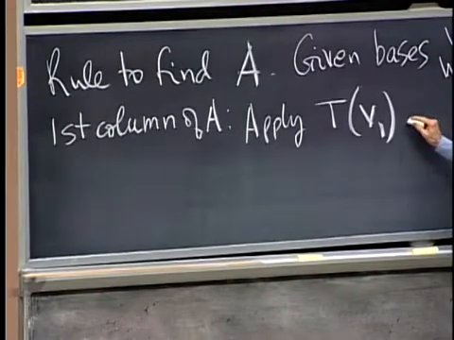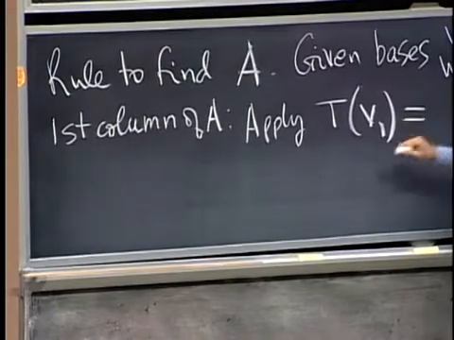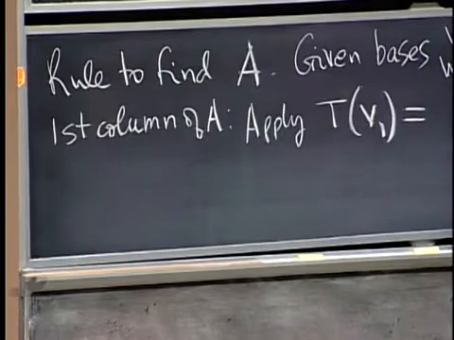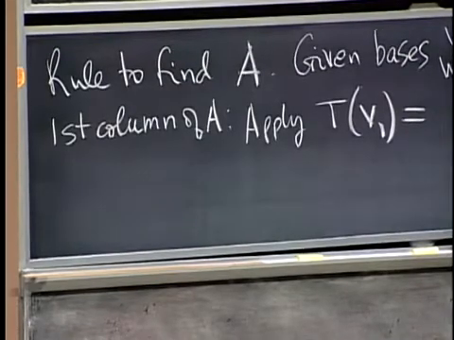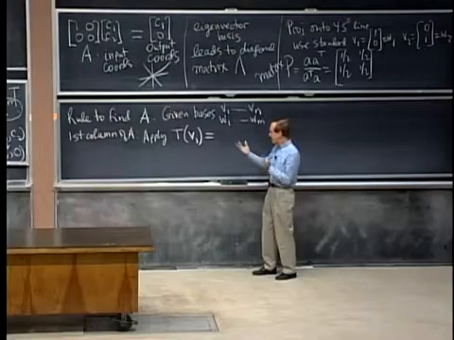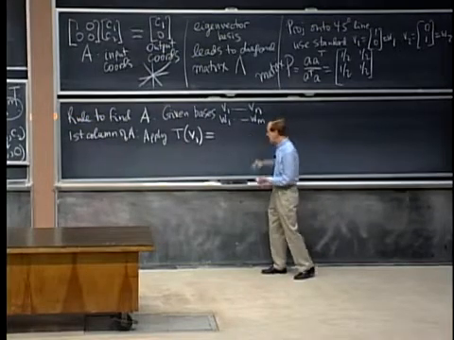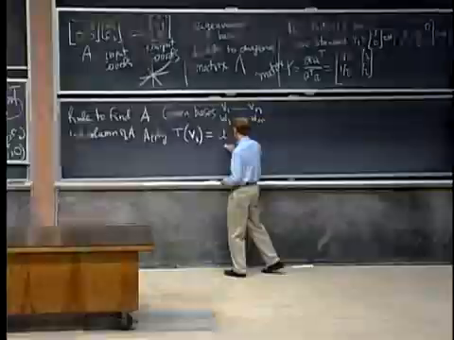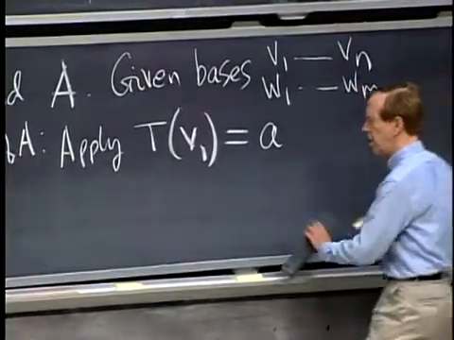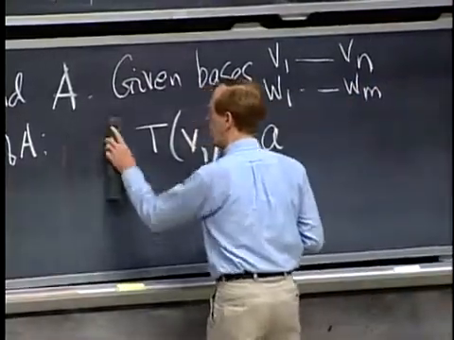And then I'll write it. So that's the output, right? The input is V1. What's the output? The output is in the output space. It's some combination of these guys. And it's that combination that goes into the first column. So I'll put this word right.